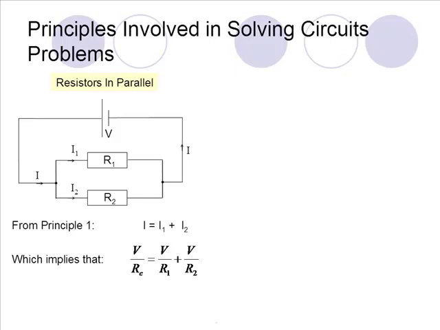Then eliminate the V, because they have the same PD. They are in parallel. So remaining this, you will get this equation. Do you remember this? This is for parallel. In series it will be the other way around. Read series later.